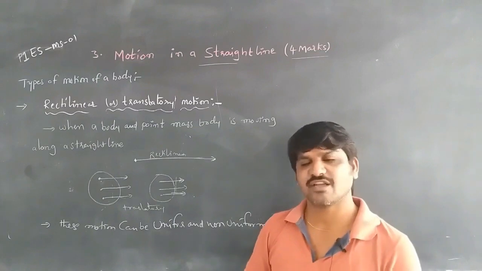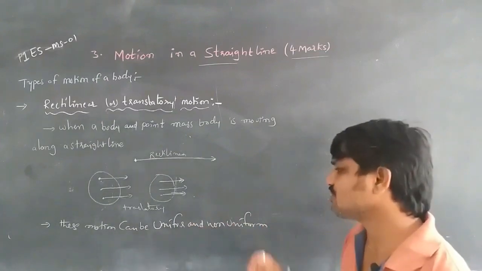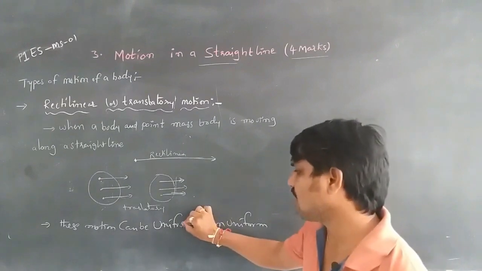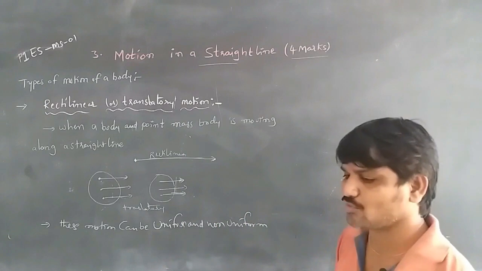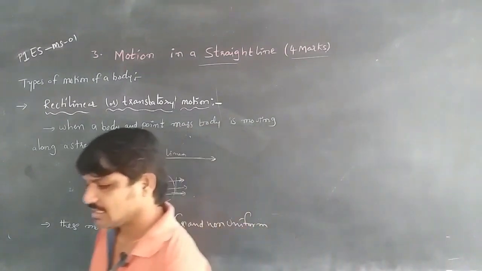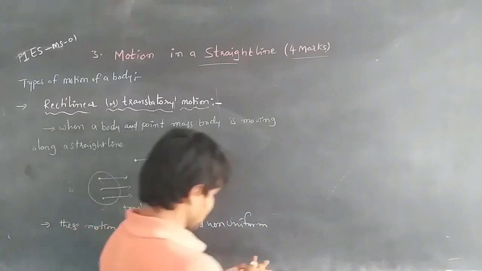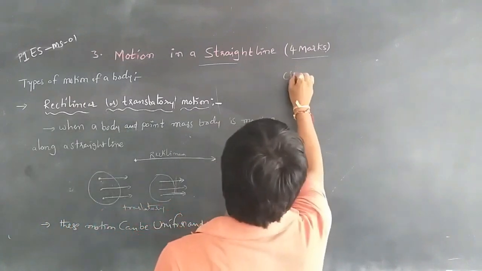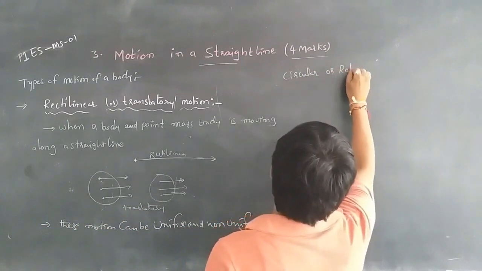Simply we can say that. Briefly we will discuss later in the concepts. So the motion, meaning rectilinear and translatory motion, can be uniform or non-uniform. The next one is circular or rotatory motion.